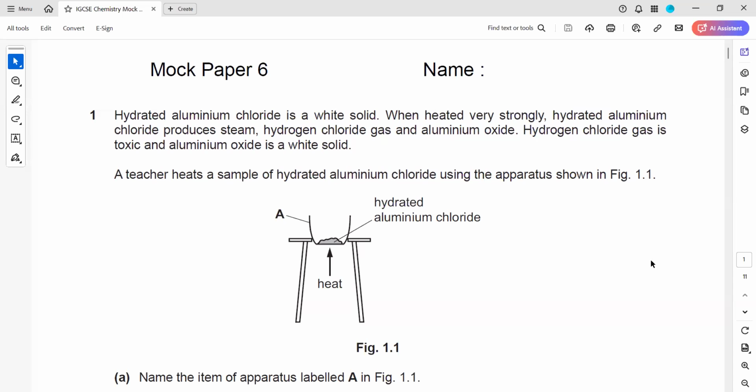So we'll start the session with the discussion of mock paper 6, set 1. And after discussion of set 1, we'll discuss set 2 as well.